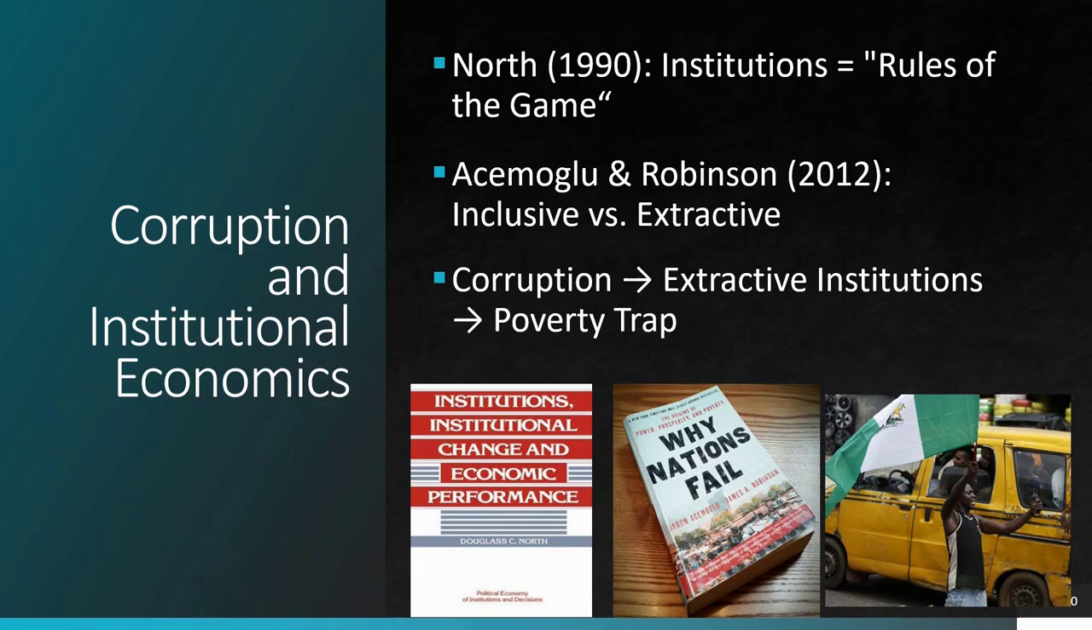Acemoglu and Robinson, in Why Nations Fail, 2012, distinguish between inclusive institutions and extractive institutions. Inclusive institutions foster development by creating opportunities, protecting property rights, and encouraging innovation. Extractive institutions, by contrast, concentrate wealth and power in the hands of a few.